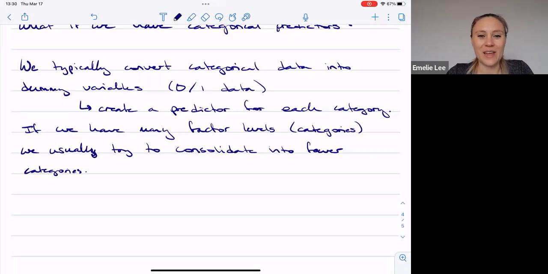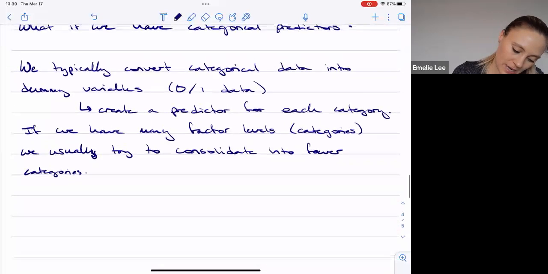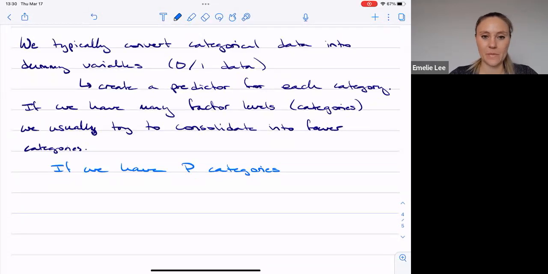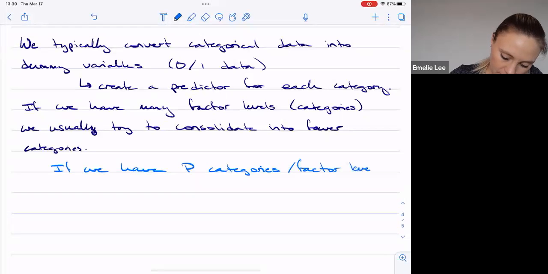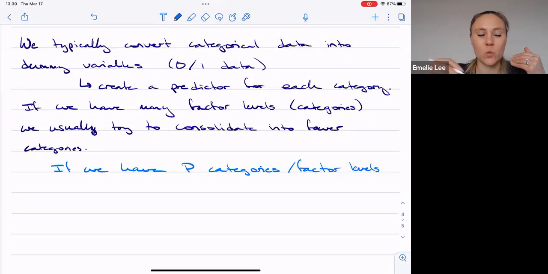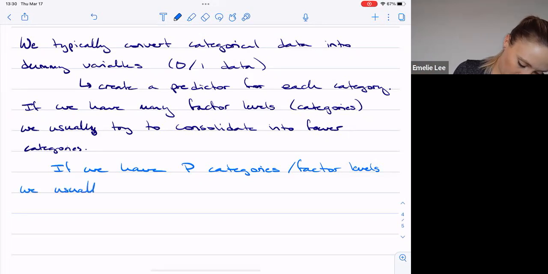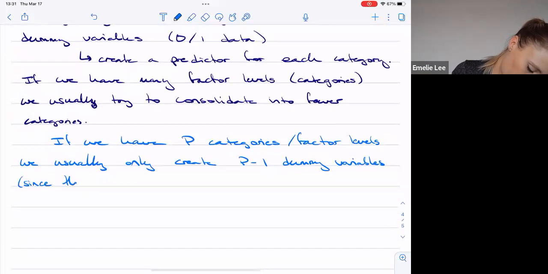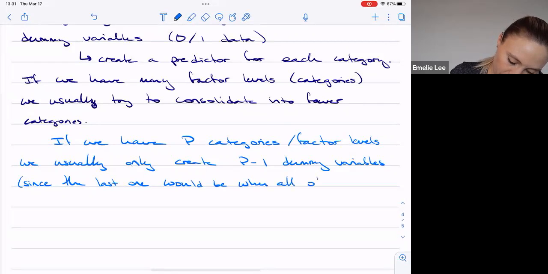Usually, and we use P again, which is kind of confusing, but if we have P categories or factor levels, we usually only create P-1 dummy variables, since the last one would be when all others are off, or 0.